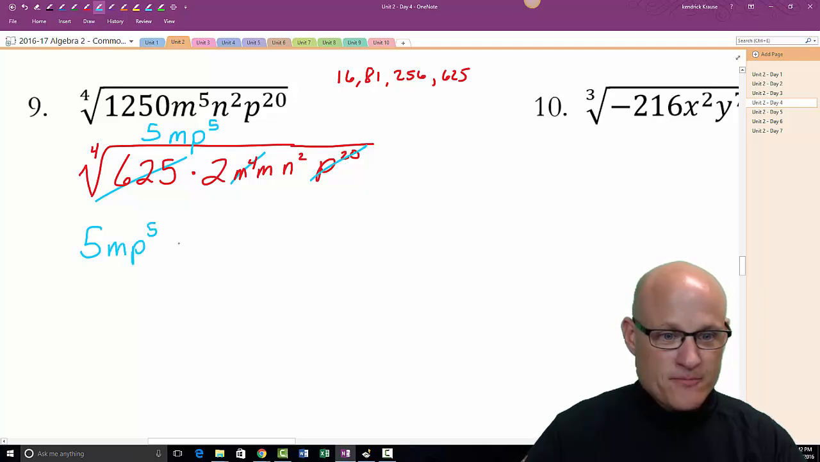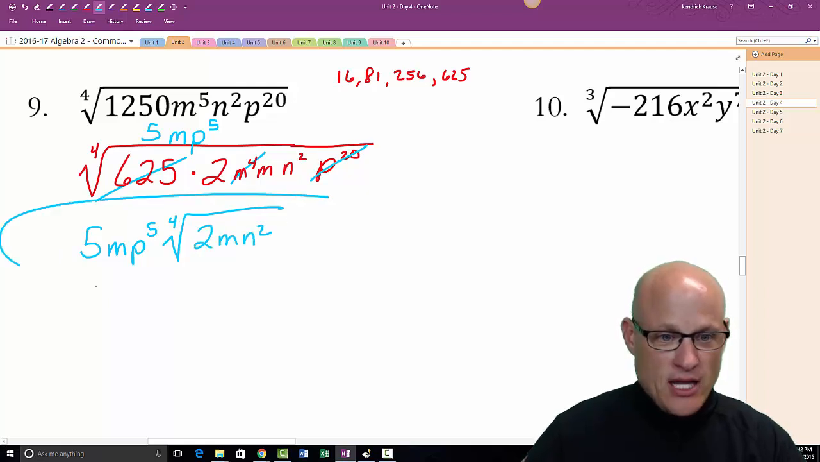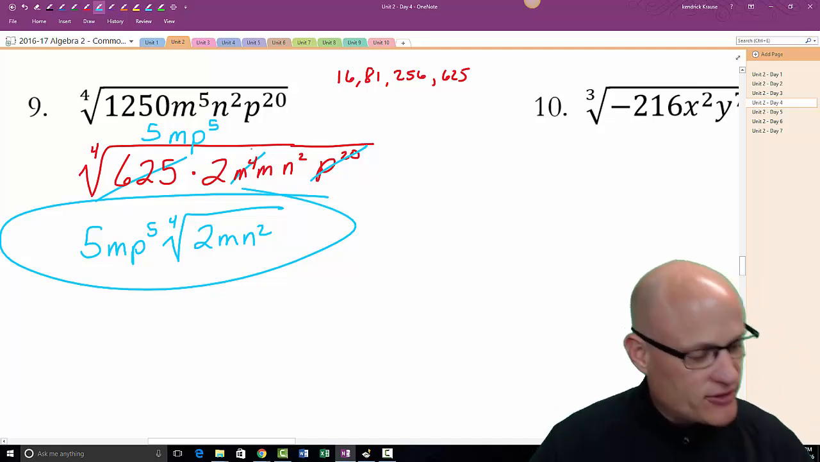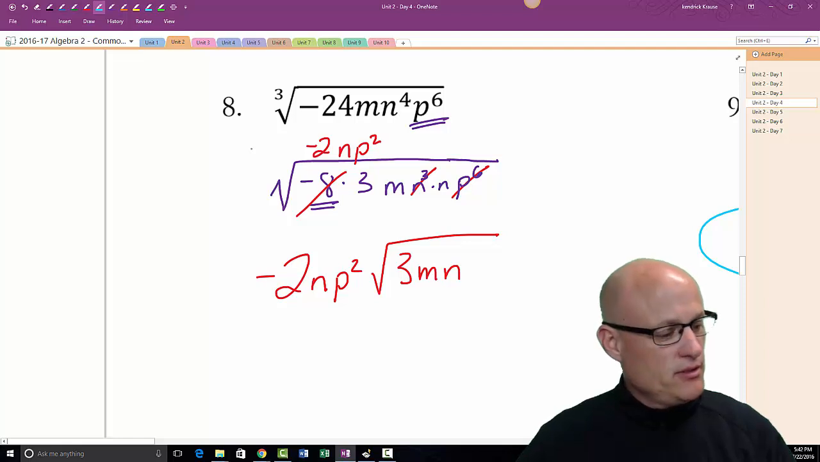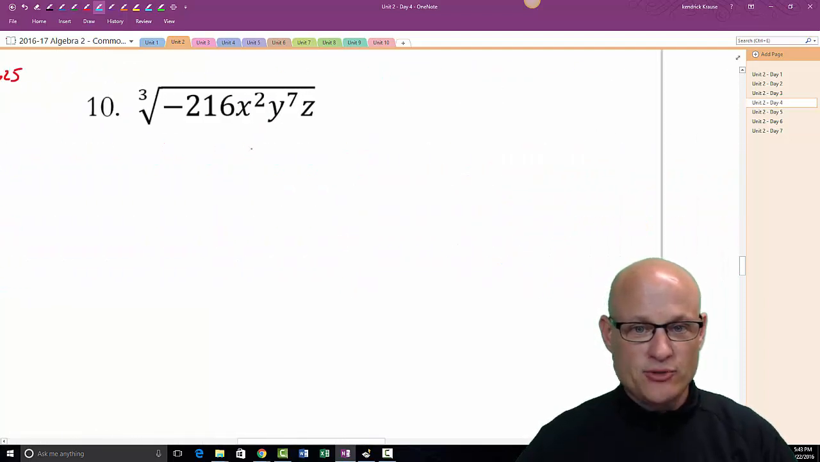5m p to the 5th, 4th roots of 2mn squared. Ka-ching! Just checking my answers, kids. Forgot to check this one. Oh, look at that.